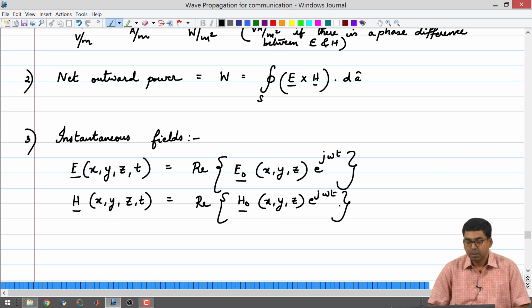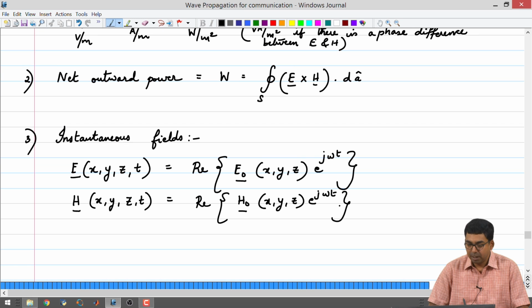Okay. This is a starting point for the analysis, but we can make this even more generic. Right now, we have included all the space variables and the time variable. We can also make it a little bit more generic. The little bit more generic part comes from including the phase difference between E and H. So, it is possible for you to have a phase difference between E and H.